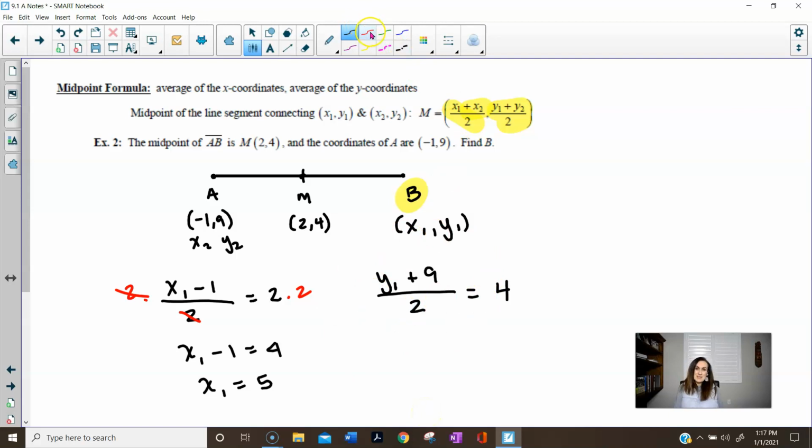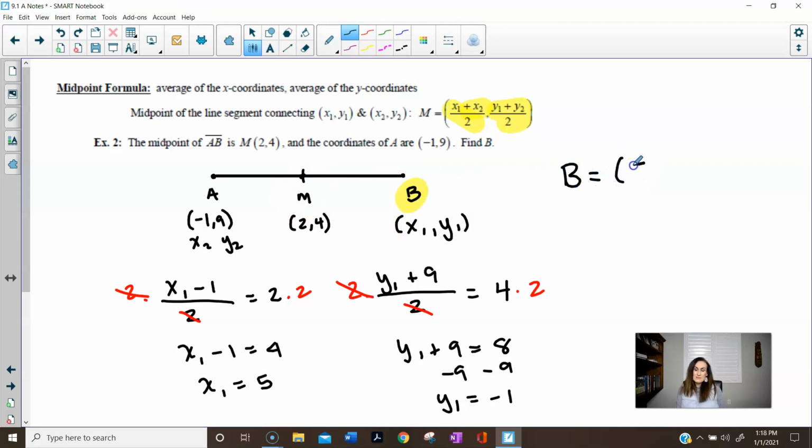Over here, same thing, multiply both sides by 2 to solve for y. The 2's are going to cancel on the left-hand side. Then you have y sub 1 plus 9 equals 8. Subtract the 9 over to the right-hand side, and your y coordinate is -1. So, not the midpoint value, B is going to be equal to (5, -1).